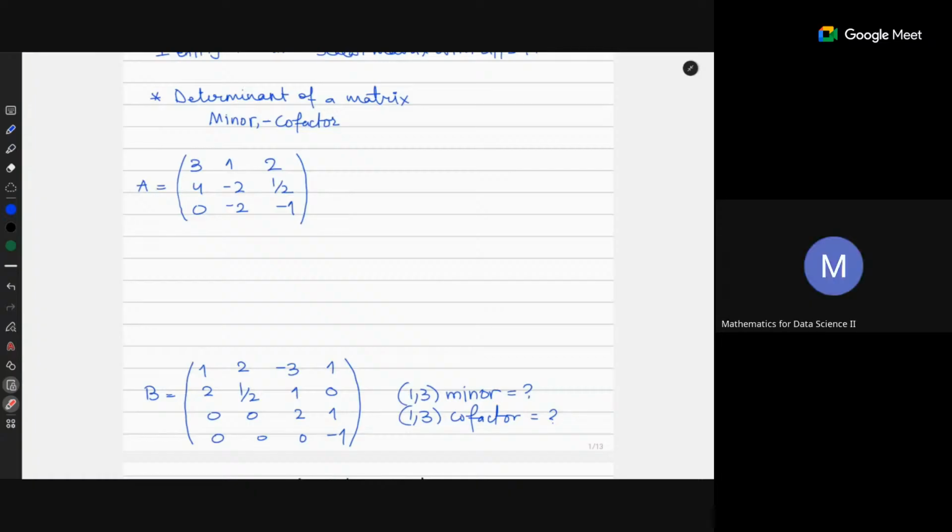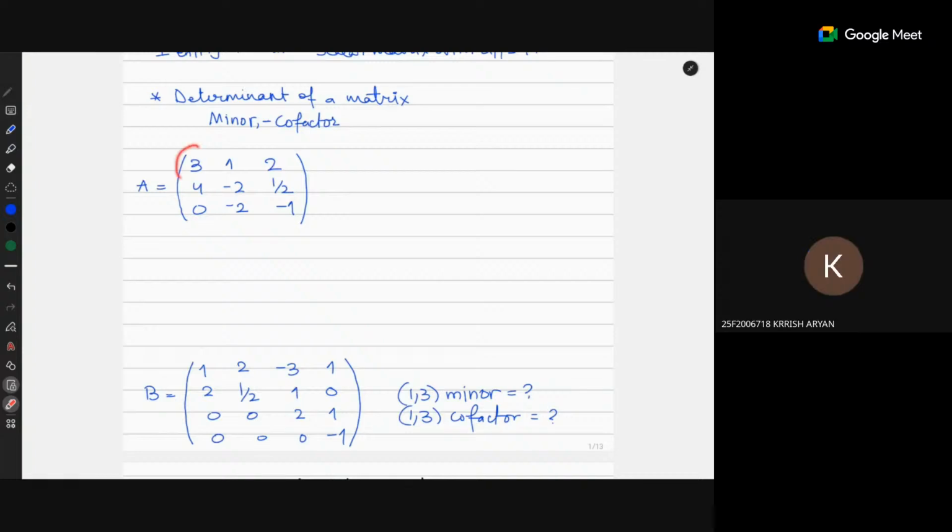Sir, can you elaborate a little bit on minor and cofactor? This was covered last week, so I'm revising it. Okay, sir. Does anyone know about minor? What is the minor of 3?